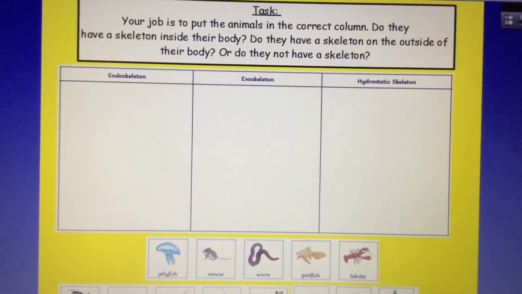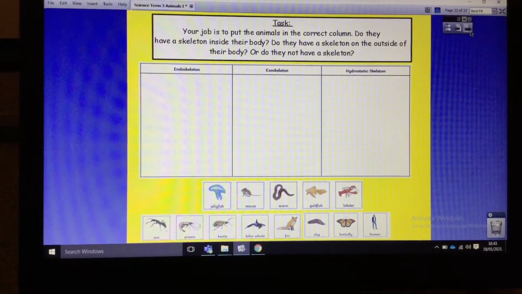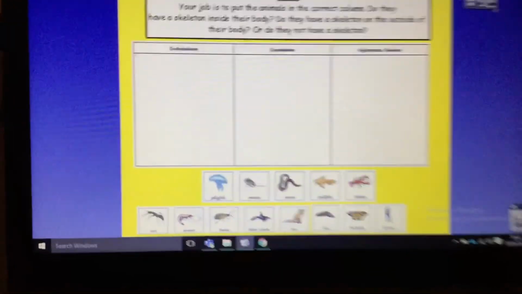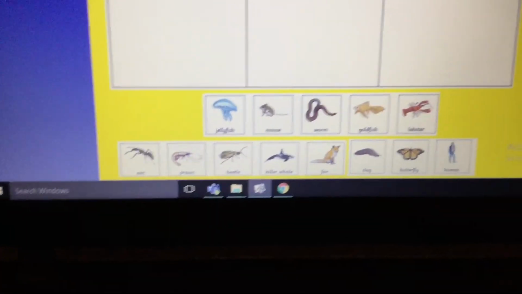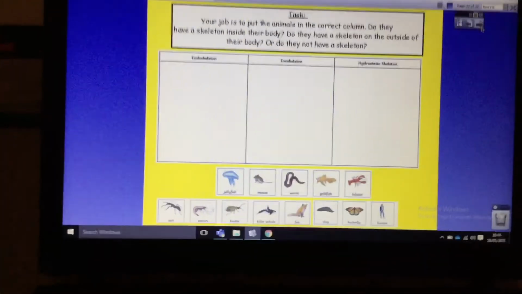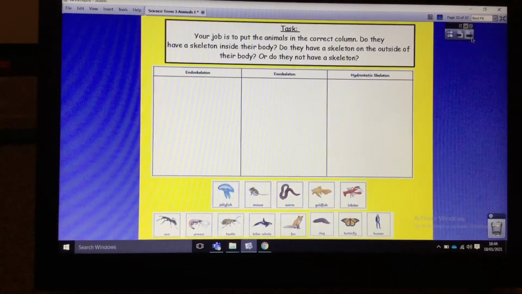Okay, so you are now ready to sort the animals, the species, into the correct columns. Now you can draw it and write it, like in the examples. You might just want to draw it, you might just want to write it. It is completely up to you. Pause the video now to complete your task.